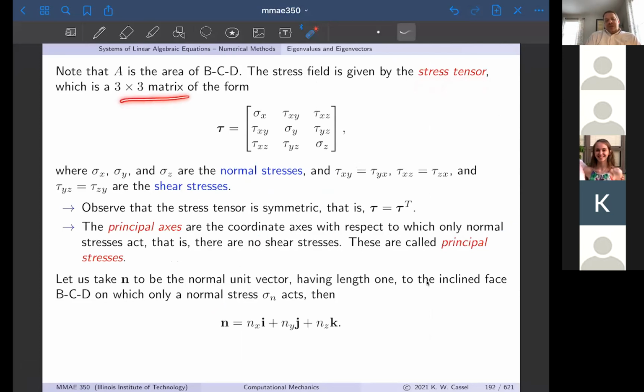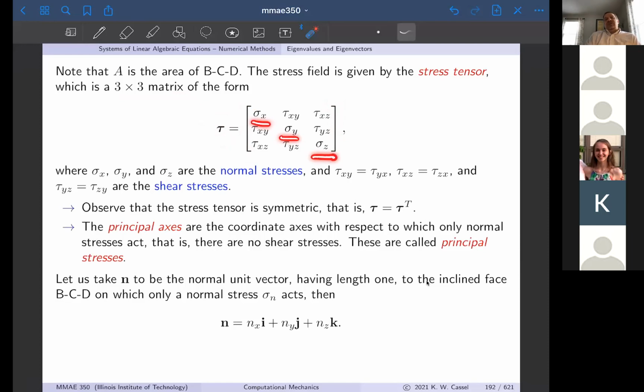It's a 3x3 matrix. Whenever you hear the word tensor, remember there are scalars, vectors, and matrices or tensors. A tensor is just a 3x3 matrix. It's just a special matrix that has some sort of physical meaning to it. It's not just a generic matrix. So we denote it by tau, and it's a bold tau because it's a matrix. It's 3x3, and it has the normal stresses down the main diagonal, sigma x, sigma y, and sigma z.